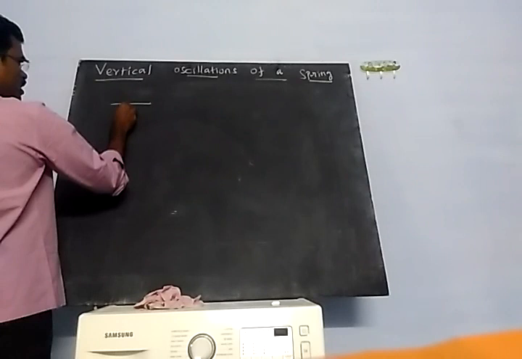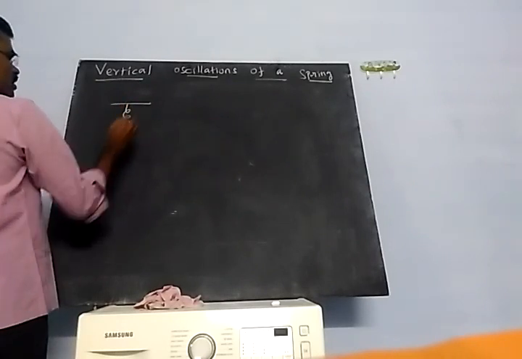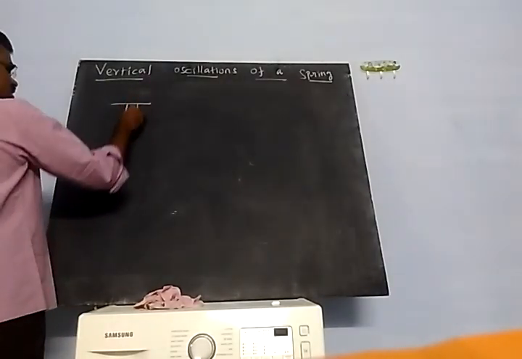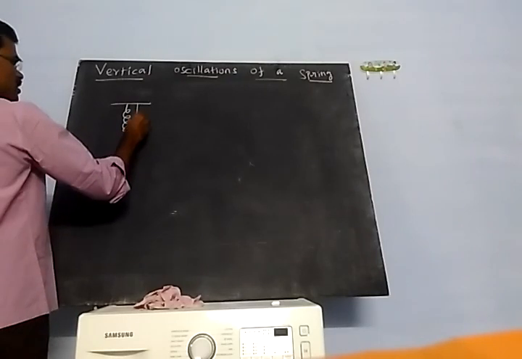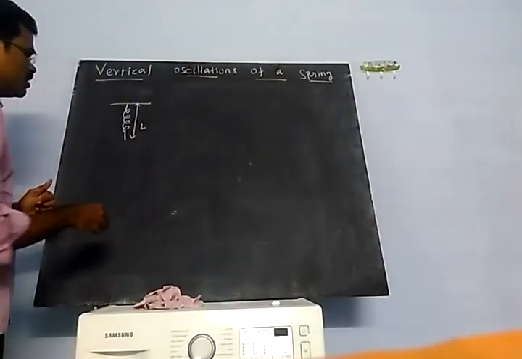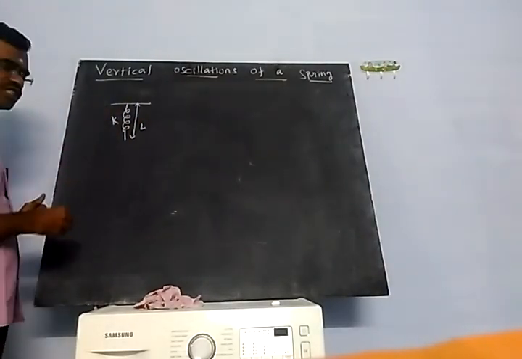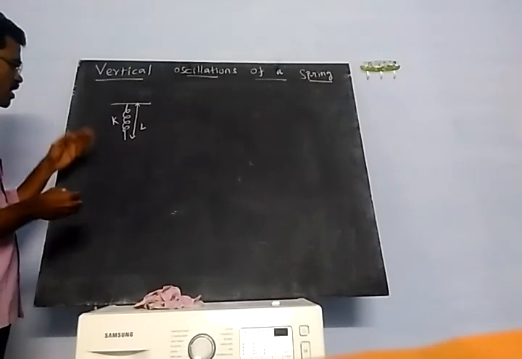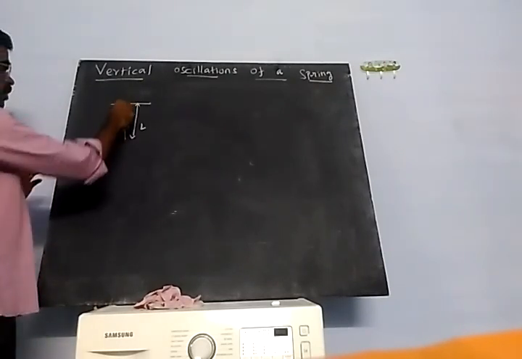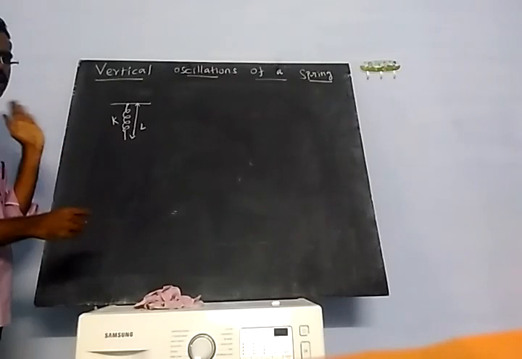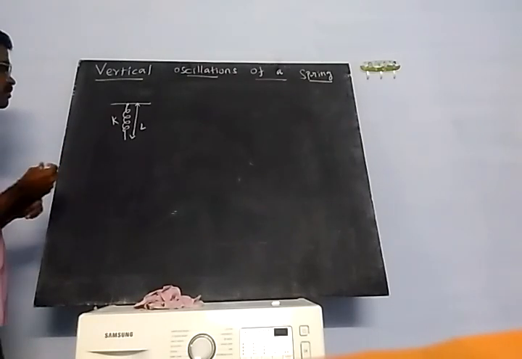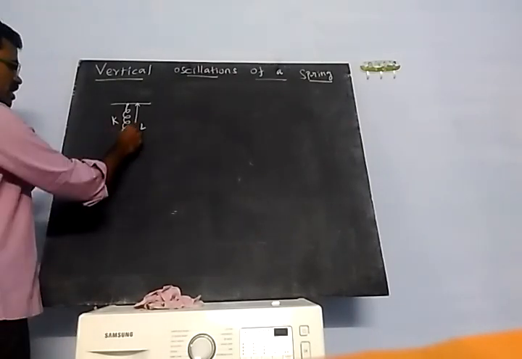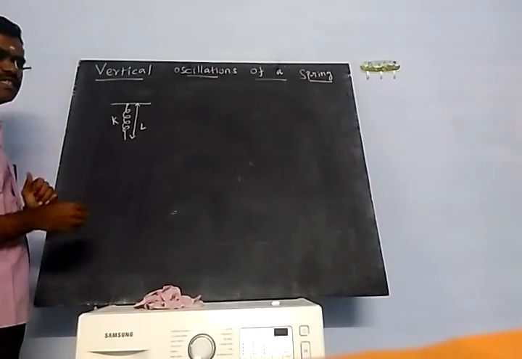So this is the one spring. The spring length is capital L, and it has a spring constant K. It is placed vertically. One end is fixed and the other end is freely suspended. The length of that spring is capital L.